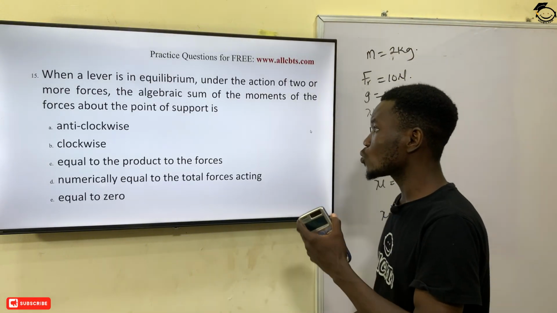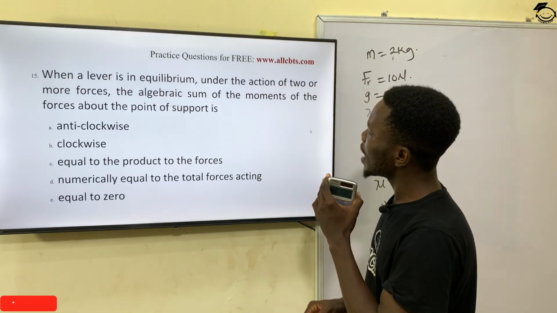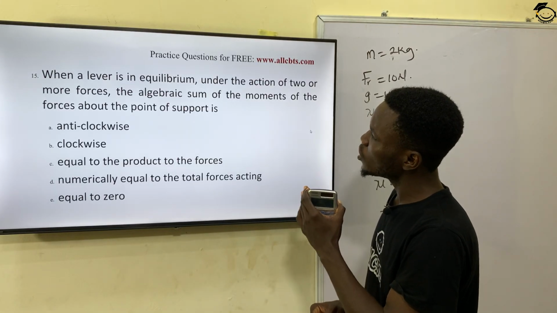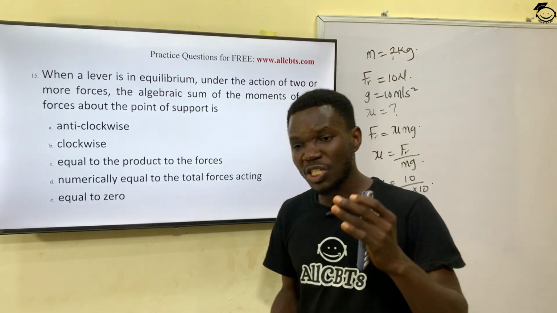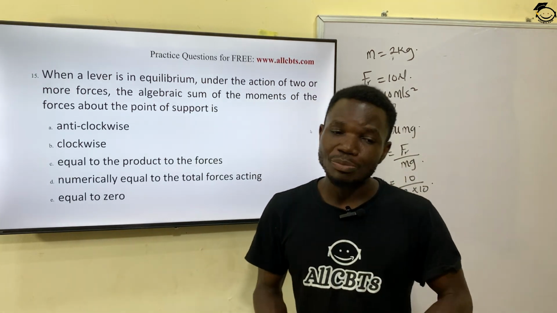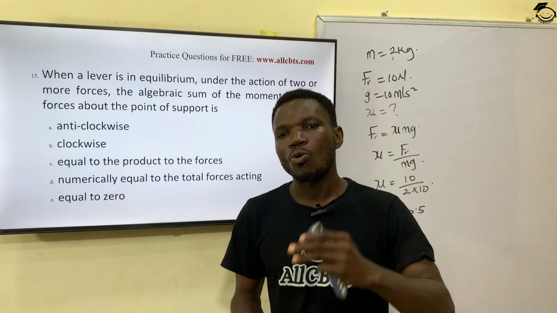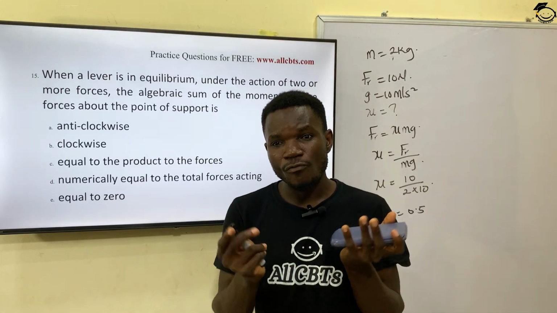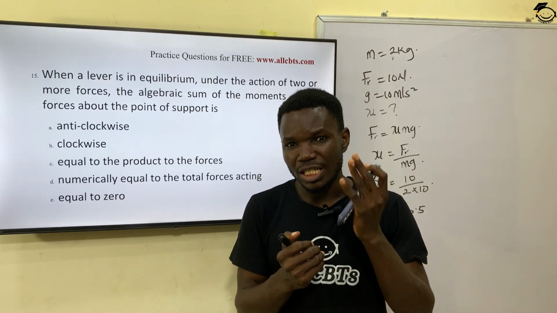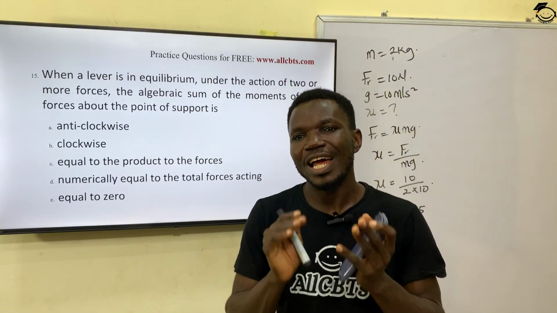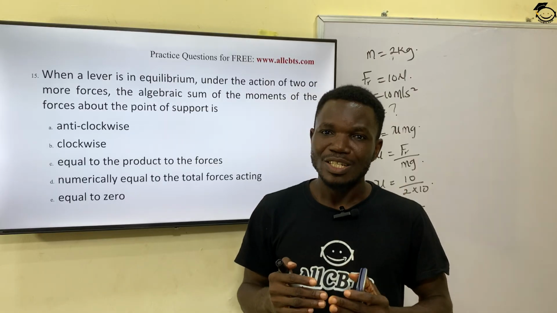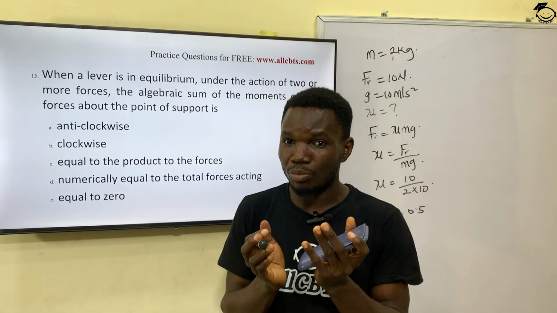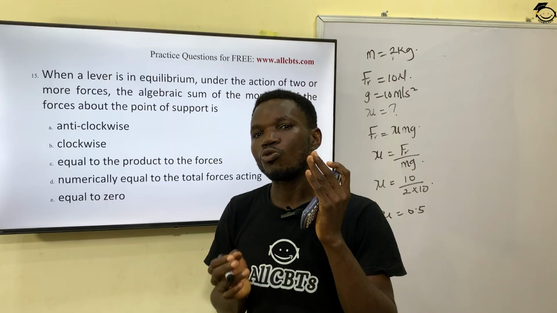So moving on to question number 15, it says, when a lever is in equilibrium under the action of 2 or more forces, the algebraic sum of the moments of the forces about the point of support is dash. Now, according to the principle of moments, the total anti-clockwise moment must be equal to the total clockwise moment. It means that the total amount of forces at the pivot in equilibrium is always 0 because the anti-clockwise moment must cancel out the clockwise moment. So the total forces acting at equilibrium at the support point is always 0.